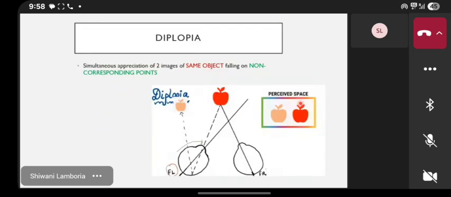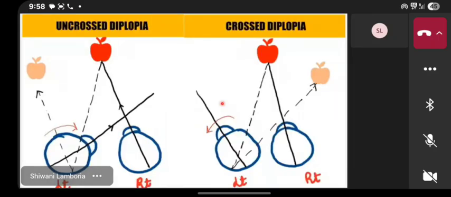And diplopia is simultaneous appreciation of two images of the same object which is falling on non-corresponding points. For example, this eye is rotated inwards, and the image is falling nasal to this fovea, so the image will be perceived temporally, and we will see two objects. Diplopia is more common than confusion, and it can be uncrossed or crossed. So if the eye is in ESO, then we will see uncrossed diplopia. If the eye is in EXO, then we will see crossed diplopia.